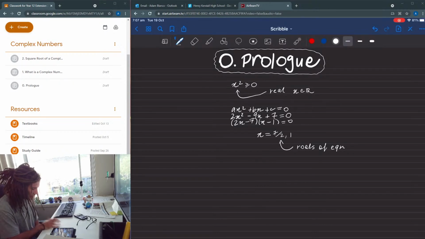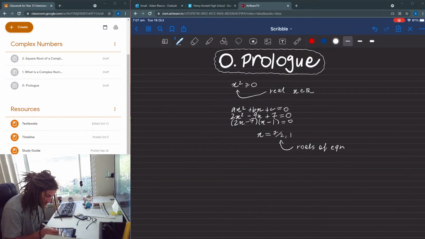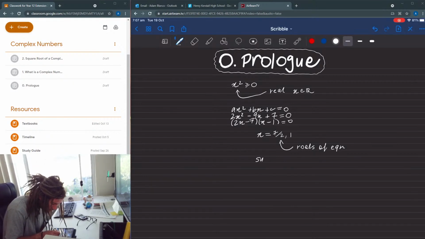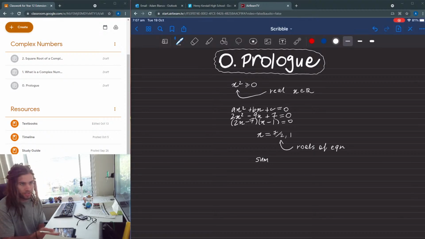And you might look at that and be like, okay, well, there's certain things I can do with the roots. So in year 11, at the start of extension 1, you would have seen polynomials. And there's certain things that you can do with the roots of a polynomial. So you might want to find the sum. Okay, and I know what the sum is. Like I've got both of the roots here, right?